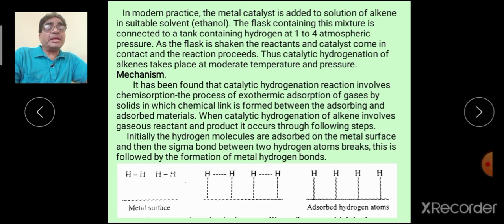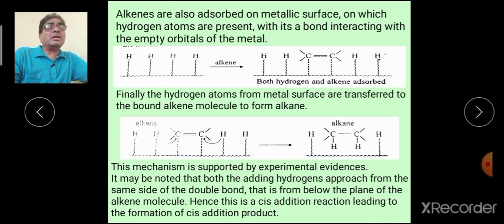That is, after breaking the sigma bond between two hydrogen atoms, the hydrogens are present on the metallic surface. Now alkenes are also adsorbed on the metallic surface on which hydrogen atoms are present, with their pi bond interacting with empty orbitals on the metal. The alkene molecule is also adsorbed on this surface. Both hydrogen and alkene are adsorbed here on the metal surface.